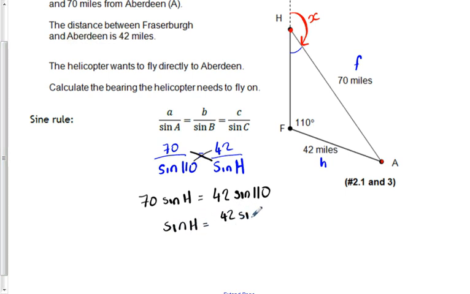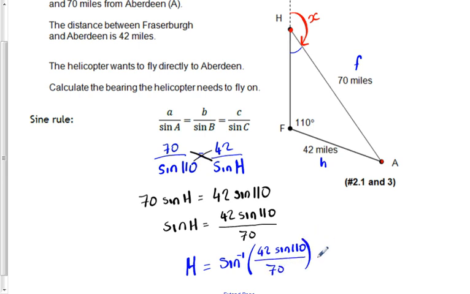And before I get to my calculator, I'm going to say that H is the inverse sine of that above bit there, 42 sine 110 over 70, giving me a H, popping that into my calculator, inverse sine, open my bracket, 42 times sine of 110, and again, be careful with your brackets on these. Divide that all by 70 and close my big bracket. Gives me a H of 34.32 dot dot dot, which I'm going to round to 34 degrees. Now that will get me the majority of my marks, but I'm not actually finished yet.